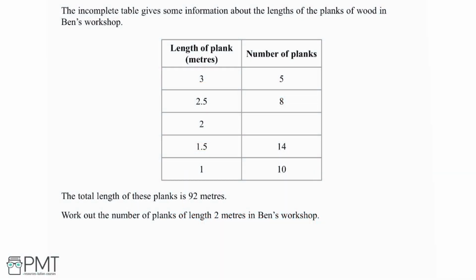The incomplete table gives some information about the lengths of planks of wood in Ben's workshop. The total length of these planks is 92 metres, and our task is to work out the number of planks of length 2 metres in Ben's workshop. Okay, so this is the box here that hasn't been filled in. This is what we're trying to work out. Now I'm going to give this a name. I'm just going to call it X.